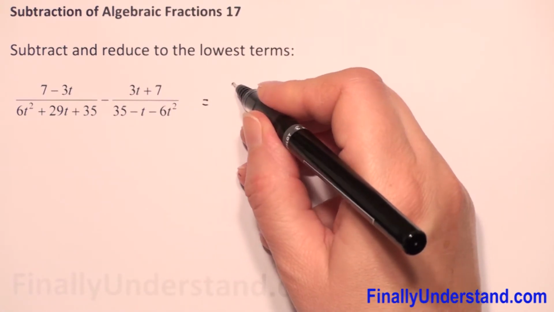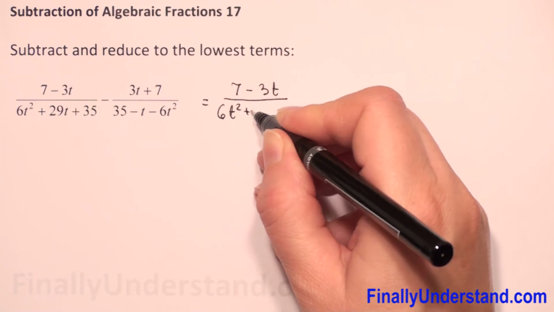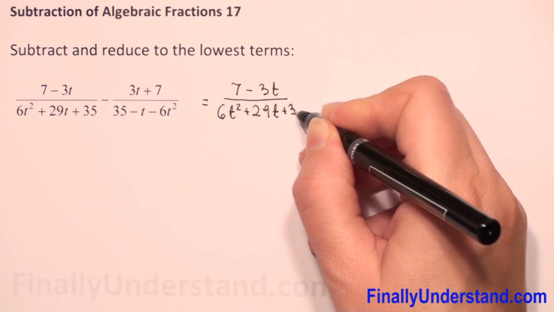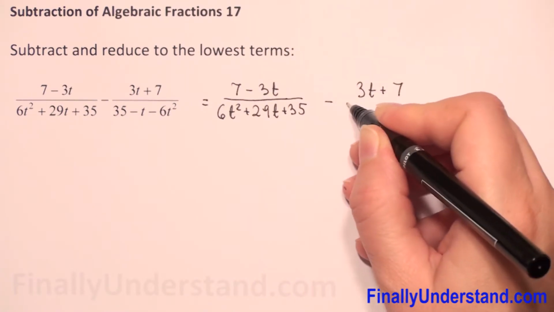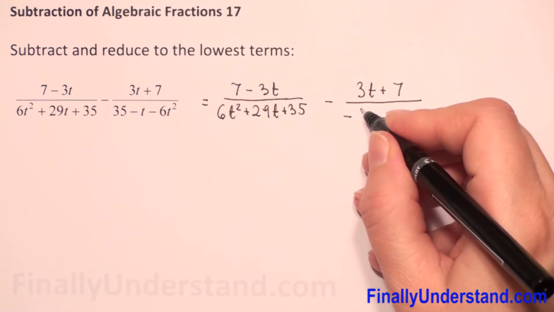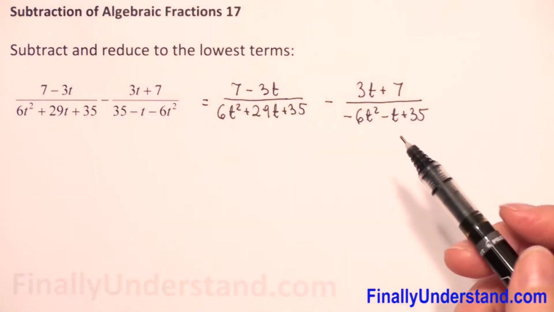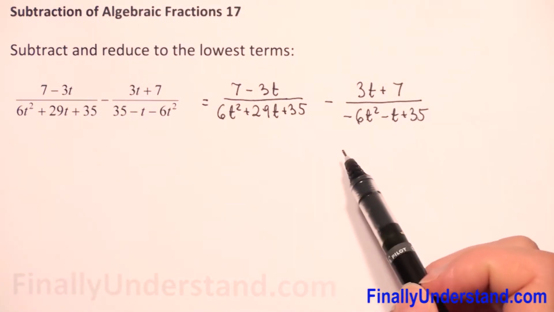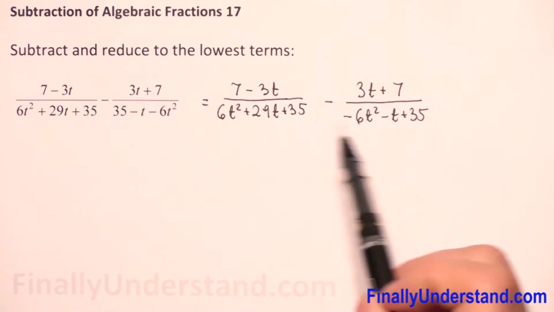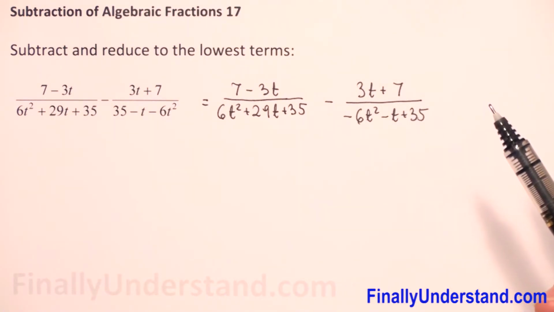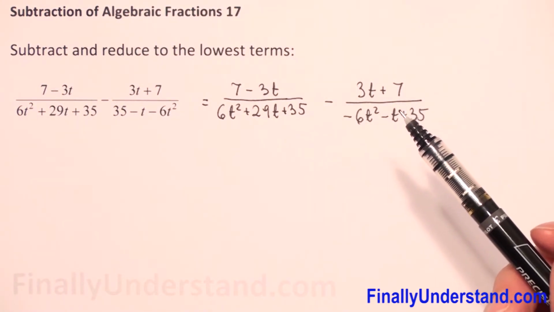So we'll copy first (7 minus 3t) over (6t squared plus 29t plus 35), and we have minus (3t plus 7) over, next, first I will put negative 6t squared, negative t, and positive 35. The best way to find the least common denominator is first to try to factorize our denominators. We have a general quadratic trinomial, so we will try to factorize by using the grouping method.